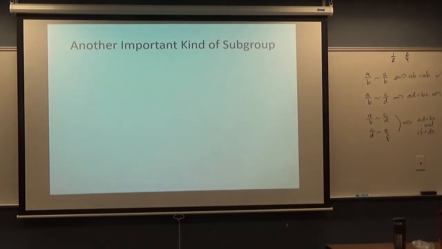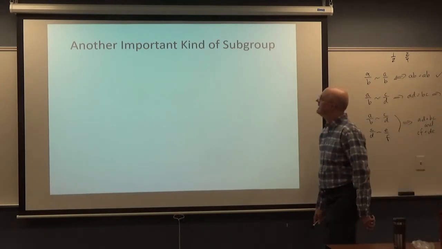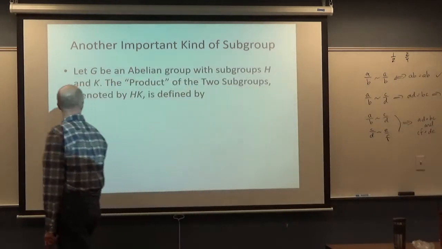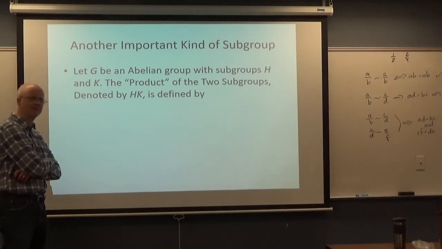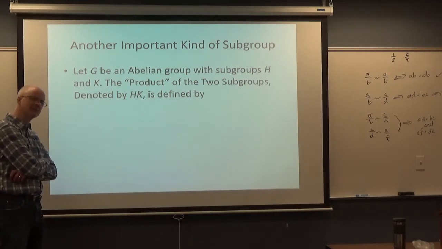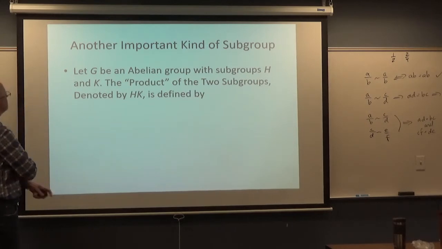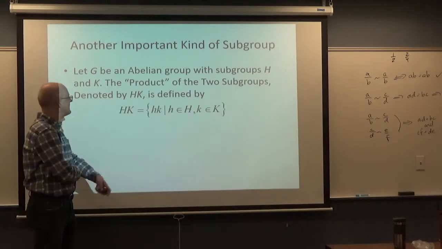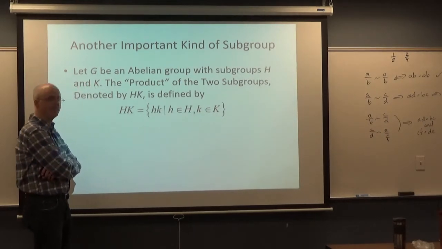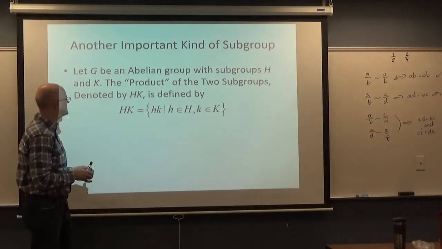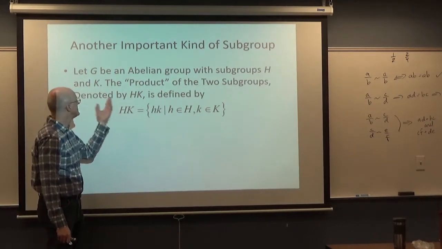Before we go on to talking more about cyclic groups, I should bring up one more important kind of subgroup that is in the book. Let G be an abelian group, and suppose you've got two subgroups, H and K. You can define what's called the product of those two subgroups. You can somehow multiply the subgroups. That's a bit strange. Denoted by HK, defined to be the set of all products of elements from H and K. So H and K are subgroups of G. G is an abelian group.